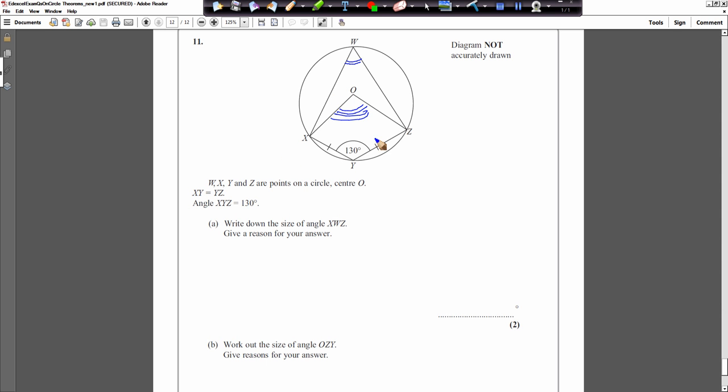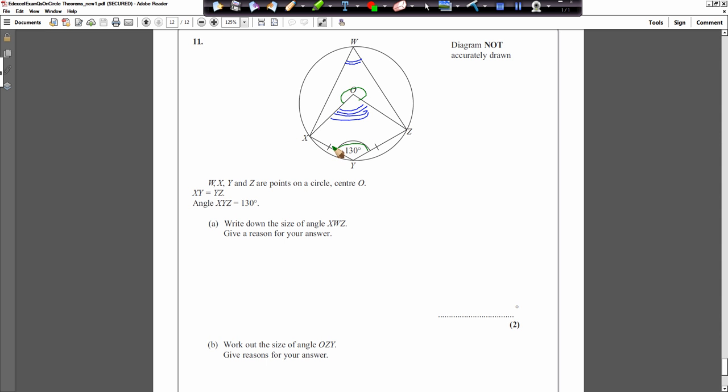Okay, now, if we turn the question around here, let's say a different color. So this is the angle that the arc is subtending at the center, and this is the angle that is subtending at the circumference. So that's 130. If this is 130, what is this going to be? 65. Okay, so we have angle XYZ is 130.